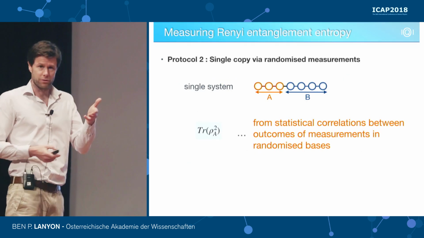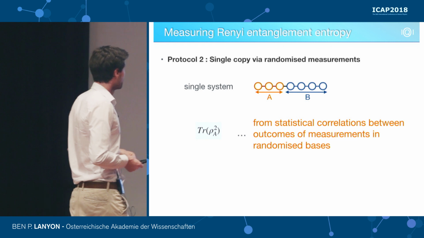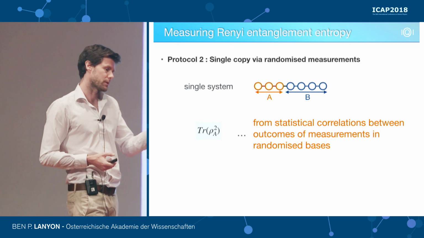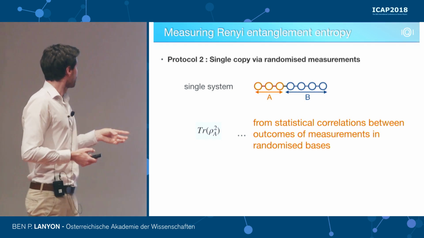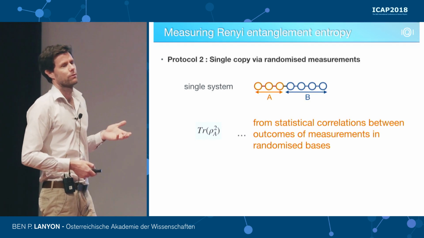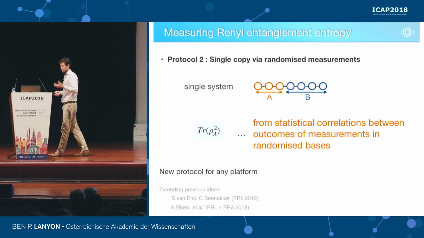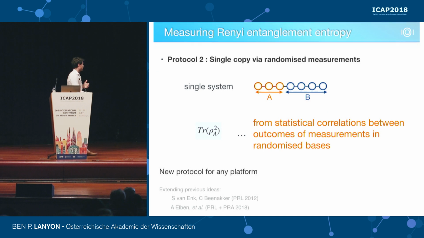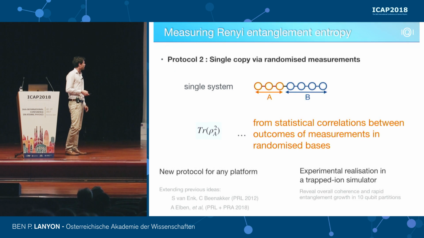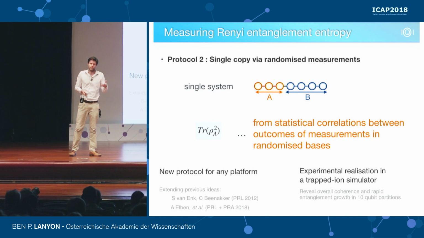We propose, and we've demonstrated, in some ways a simpler method, a different method for sure, to measure entropies that requires only a single copy of the quantum system. In this case, one can get access to the Rényi entropies from statistical correlations between the outcomes of measurements performed in randomized bases. We present a new protocol building on previous theoretical ideas that can be implemented in any platform, not just trapped ions. And we used it to access some states of a size and complexity that were beyond our reach in our system.